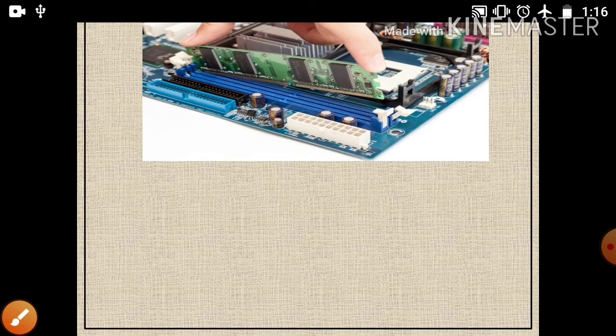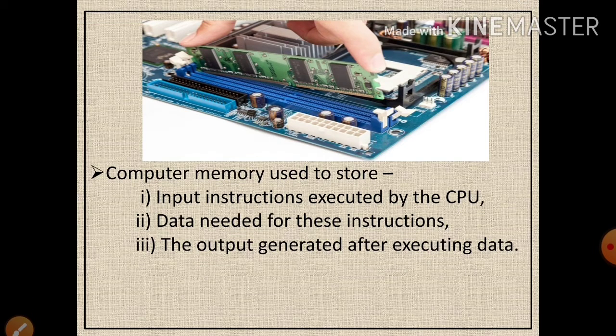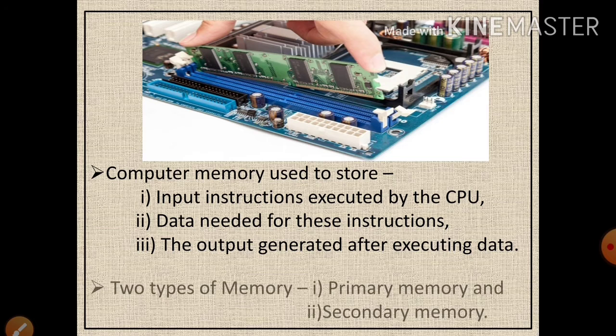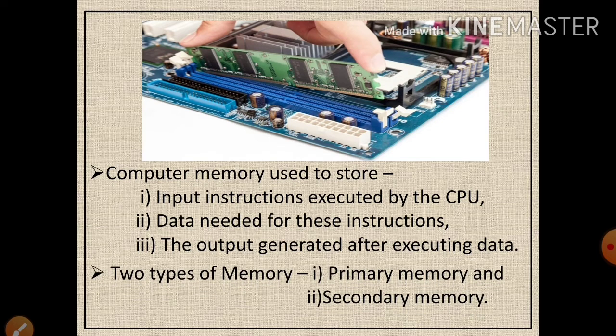The use of computer memory is to store input instructions that will be executed by the CPU, data needed for those instructions to get executed, and the output generated after executing the data. There are two types of memory. One is primary memory, which is present inside the CPU, and the second one is secondary memory, which is external memory added to the computer. Now we are going to see each memory type in detail.